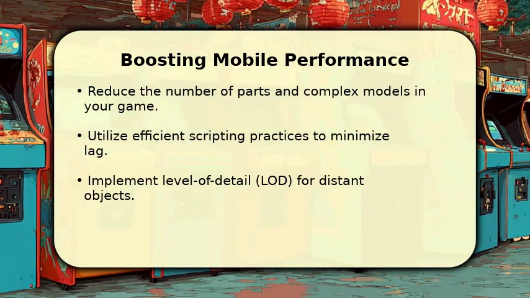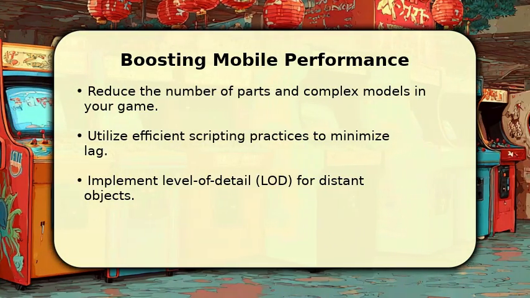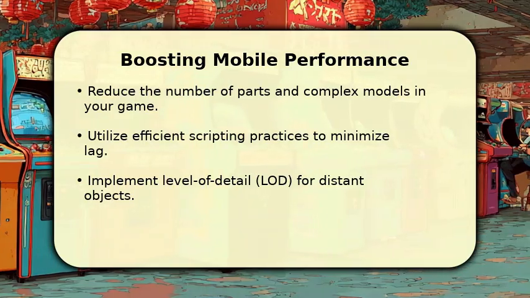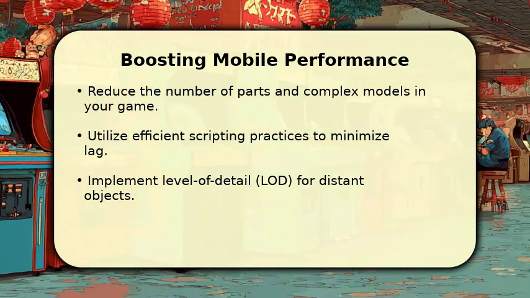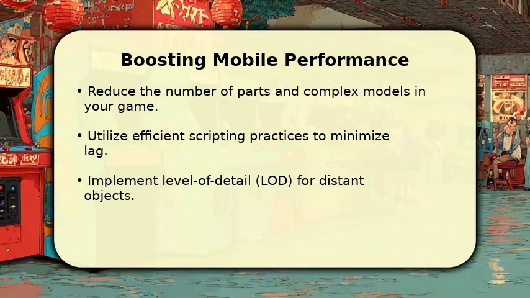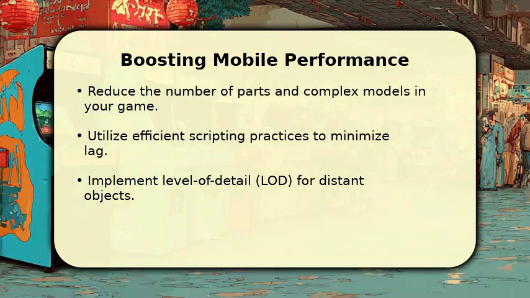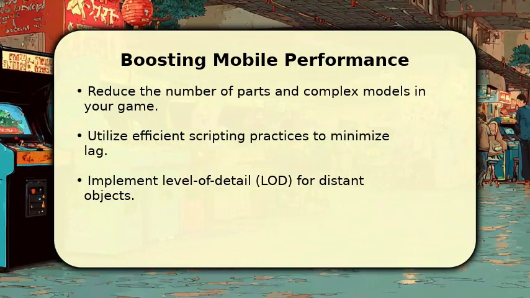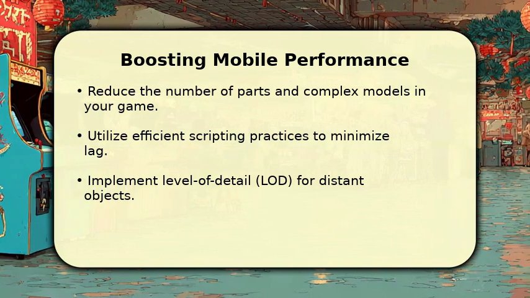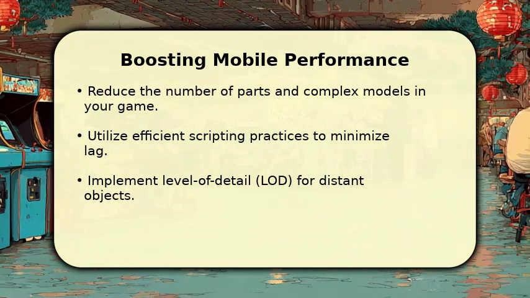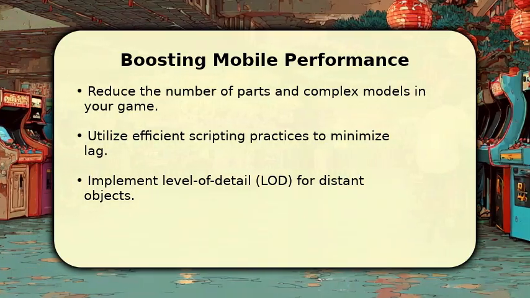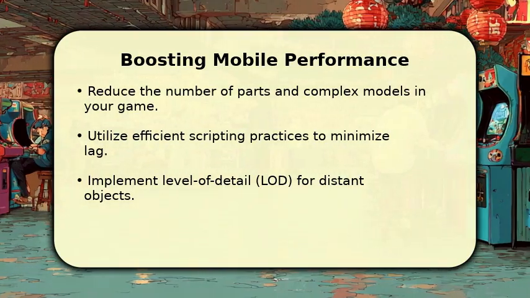To boost mobile performance, significantly reduce the number of parts and complex models in your game, aiming for under 10,000 parts for optimal results. Utilize efficient scripting practices, minimizing unnecessary loops and calculations to prevent lag. Implement level of detail, or LOD, for distant objects, rendering simpler versions when they are far away. These optimizations are vital for maintaining a smooth experience, especially on devices with limited processing power and memory.